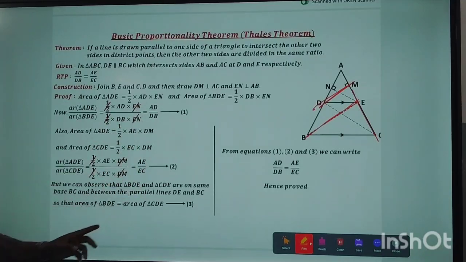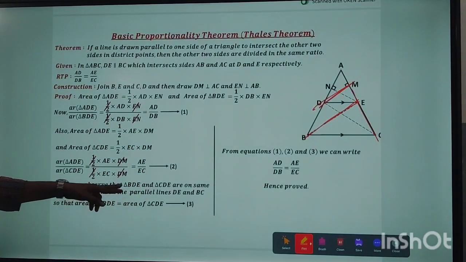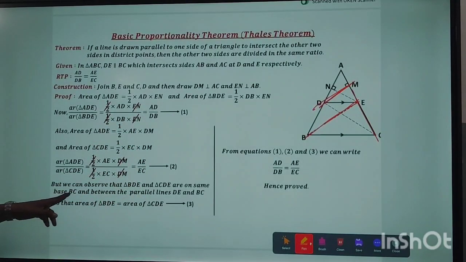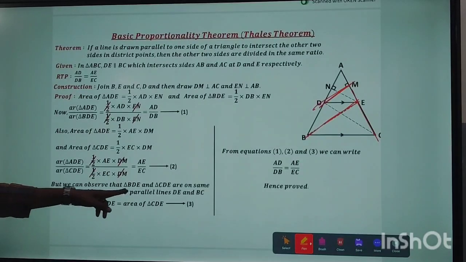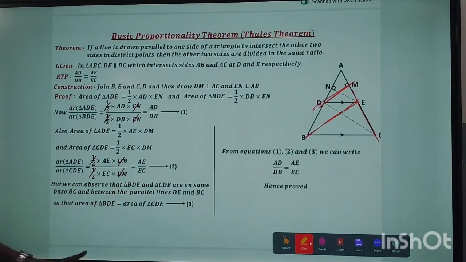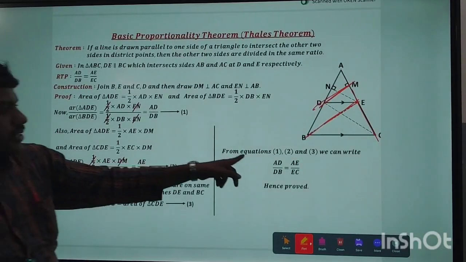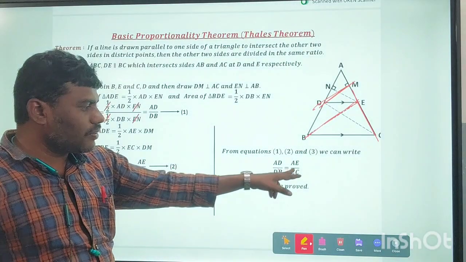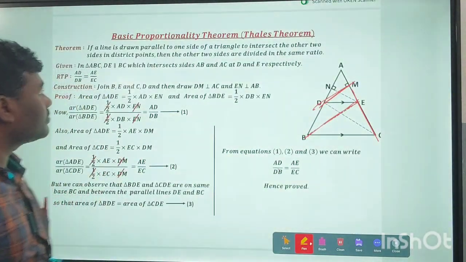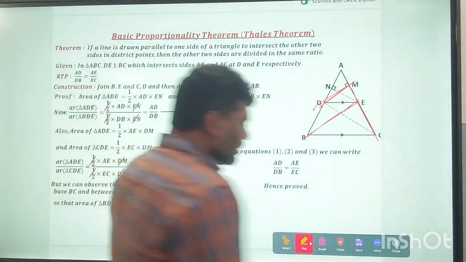Equation 1 and equation 2. We can observe that BDE and CDE are on the same base DE and between the parallel lines DE and BC. So these two are equal. So AD by DB equal to AE by EC. Next one what? Converse.